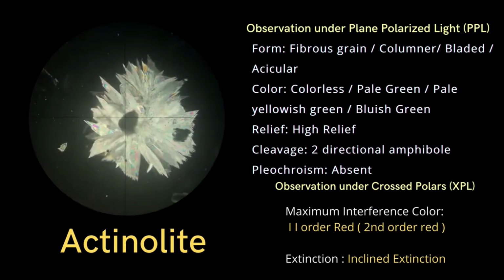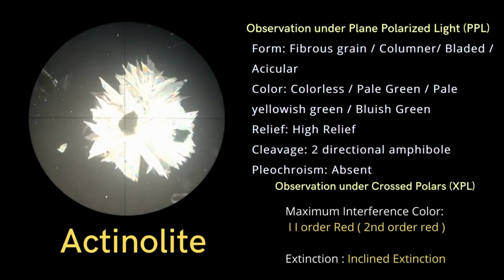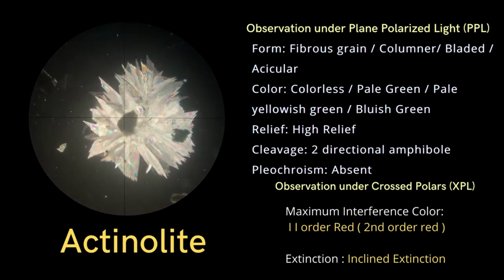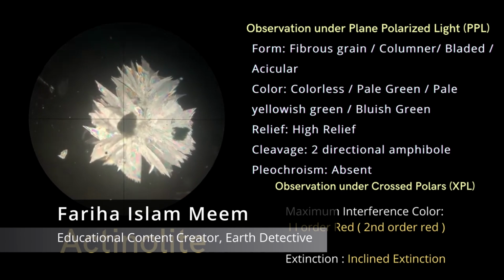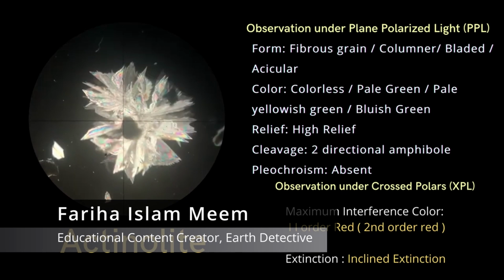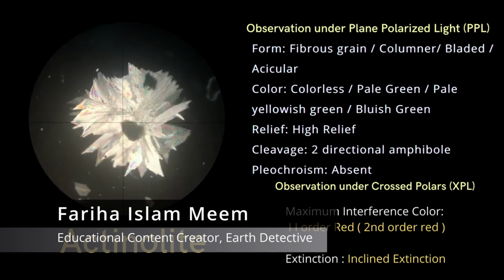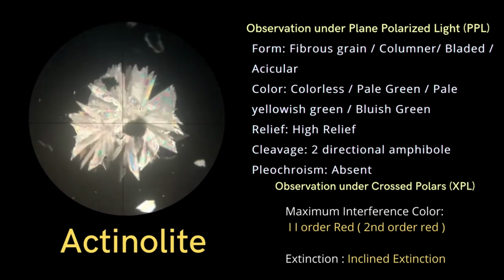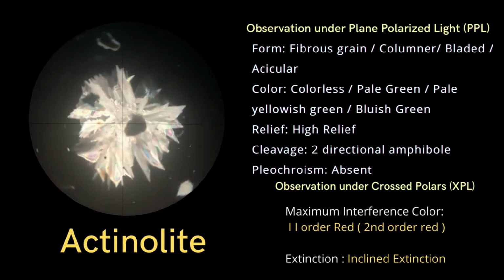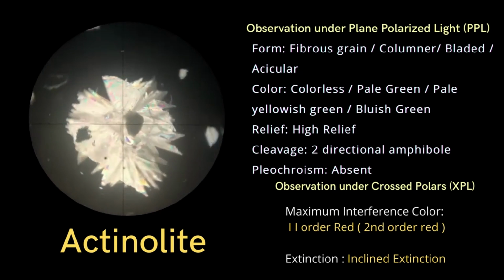In this video, we are going to study a mounted grain slide of actinolite under the microscope. Under crossed polars, actinolite displays beautiful interference colors. The maximum interference color observed here is second order red.